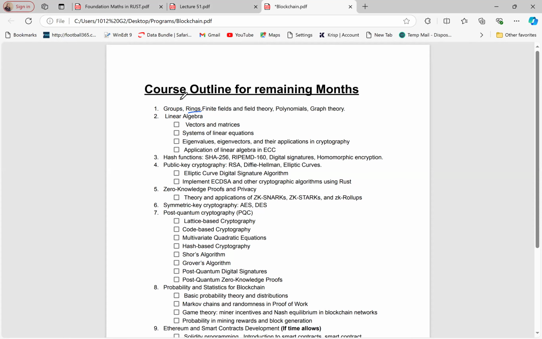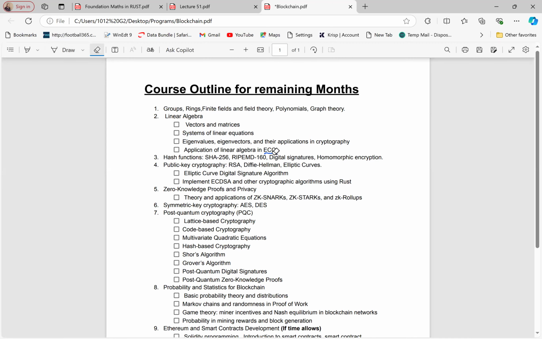After that, very fast, we'll look at linear algebra, where we'll be looking at vectors and matrices, systems of linear equations, eigenvalues, eigenvectors, and applications in cryptography. Then look at, of course, application of linear algebra in elliptic curve cryptography. After that, of course, these topics will be in the order they appear in.